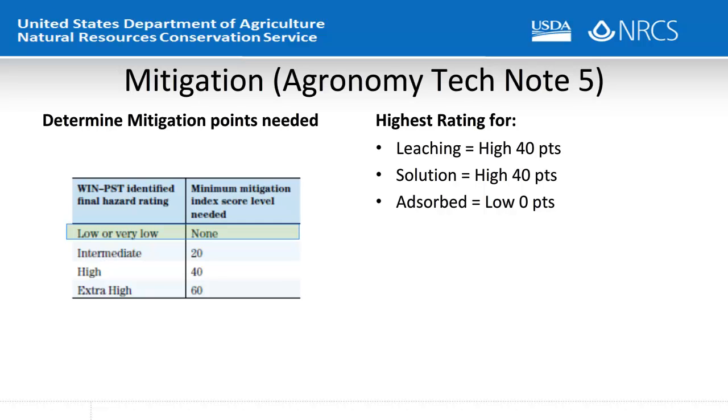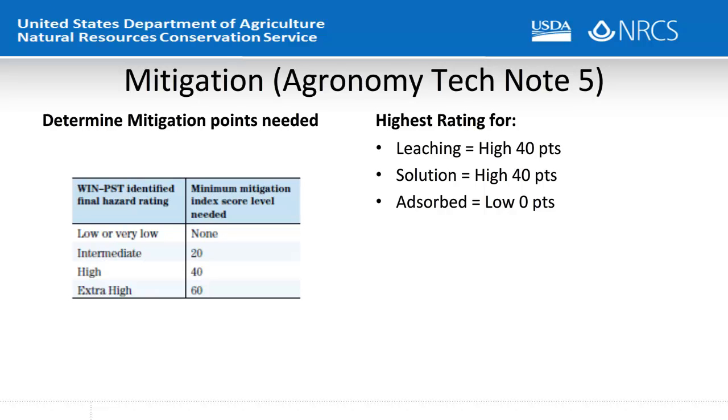For low or very low hazards, no points are needed for mitigation. For intermediate hazards, 20 points are needed for mitigation. For high hazard, 40 points are needed for mitigation, and for extra high hazard, 60 points are needed for mitigation.